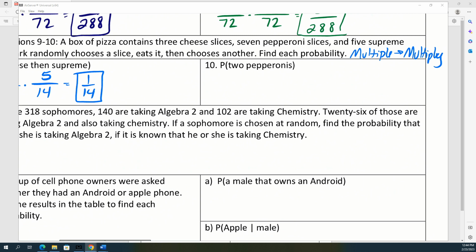All right, so select a pepperoni, eat it, and then select another pepperoni. We're going to multiply the probabilities together. So first time he chooses, there's 7 pepperoni out of a total of 15. And then what about the second time? 6 out of 14. Good, 6 out of 14. So one less pepperoni, one less total slice, and then that should reduce down to just 1/5.